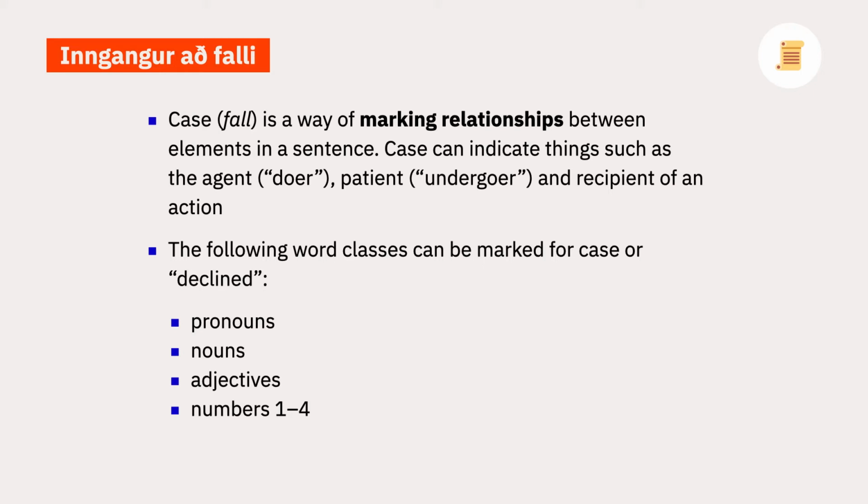The following word classes can be marked for case or declined. This process is known as declension. Pronouns, nouns, adjectives, and the numbers 1 to 4, and then any numbers derived from 1 to 4, so 21, 22, 23, 24. Those numbers all decline.